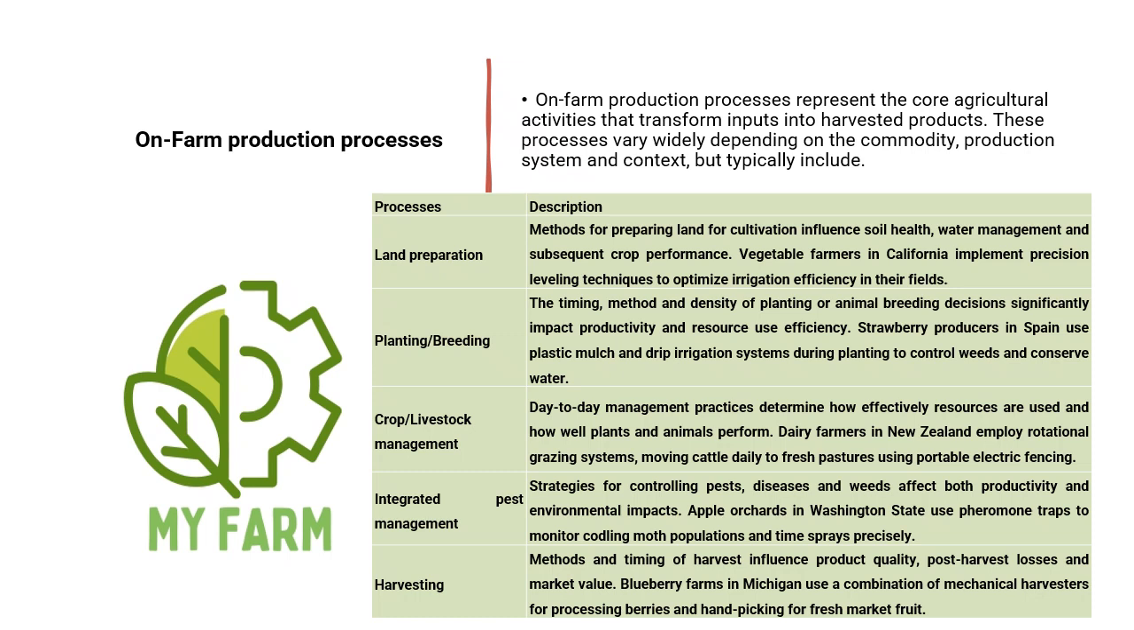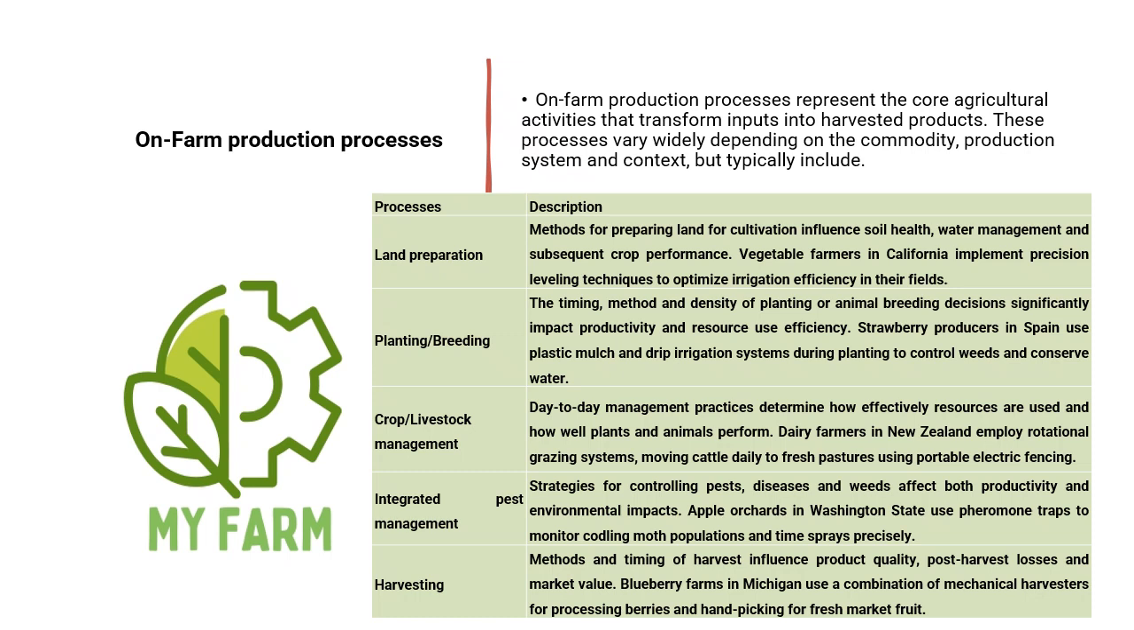Strawberry producers in Spain use plastic mulch combined with drip irrigation systems during planting to control weeds and conserve water, demonstrating how multiple techniques work together. Day-to-day crop and livestock management practices determine how effectively resources are used.